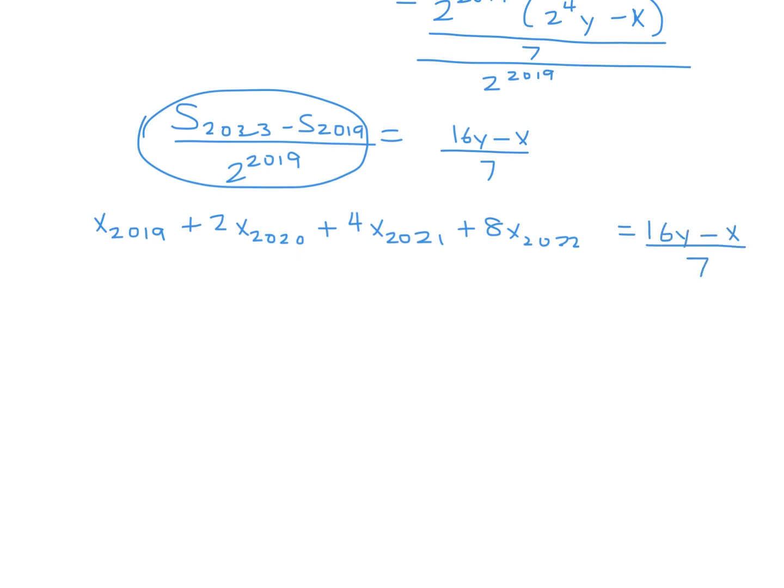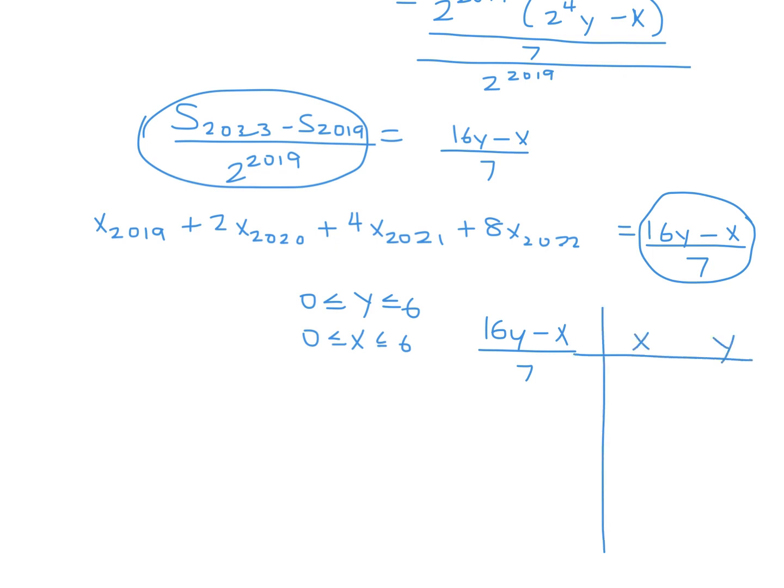Now you say, okay, well that's the answer, but they want it in terms of a number, because remember the answer choices are anywhere between 6 and 15. So how do we get a number? Well, I think that's where the parameters came in. If you remember, y is between 6 and 0, and x is between 6 and 0. So let's see here, 16y minus x over 7. If I have to try values of x and y in those parameters.